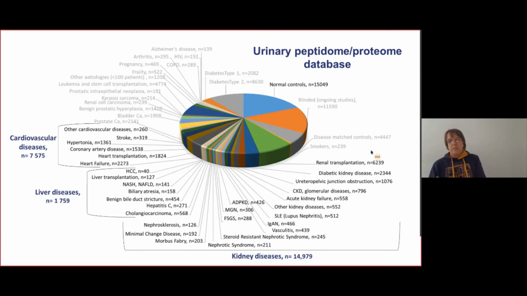So we have, I think that's quite logical, a lot of samples and data sets from patients with kidney disease, by now a little bit over 15,000. But we also have 7,500 data sets from subjects with different cardiovascular diseases. And of course, plenty of controls and blinded samples from ongoing studies. Overall, a little bit more than 85,000 data sets.